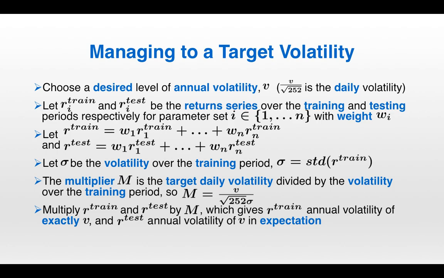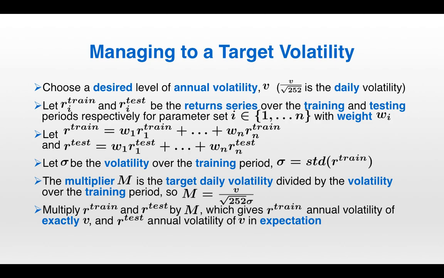Let R_i train and R_i test be the return series over the training and testing periods respectively for parameter set i, for i from 1 to n, and let it have weight W_i. These variables are defined just as they were in the last video on portfolio optimization. Furthermore, let R train equal W_1 R_1 train plus all the way through to W_n R_n train. So R train is the linear combination of the return series for parameter sets 1 through n over the training period, weighted by the weights we computed via the risk parity calculation that we discussed in the last video. And let R test be defined analogously.